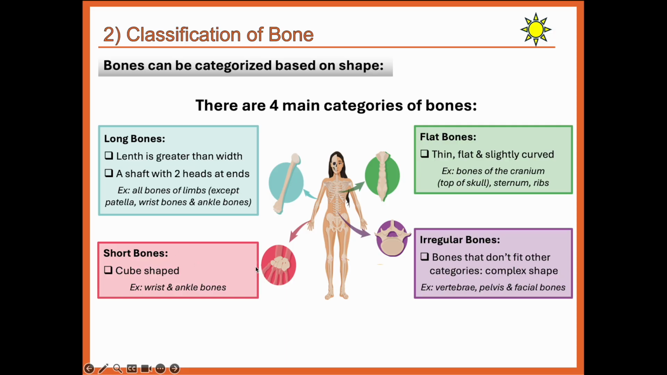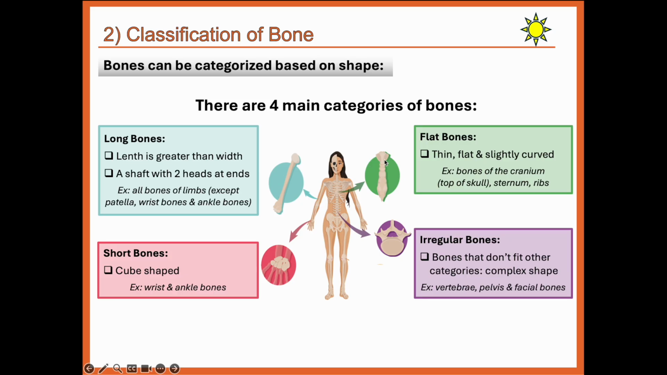Short bones are the ones I just talked about in the wrist, right? You see these square cube-like shapes? They're found in the wrist and the ankles. These are called short. And the flat bones, right? These are thin, flat, and at times they're slightly curved, okay? So bones of the cranium in the skull, right?